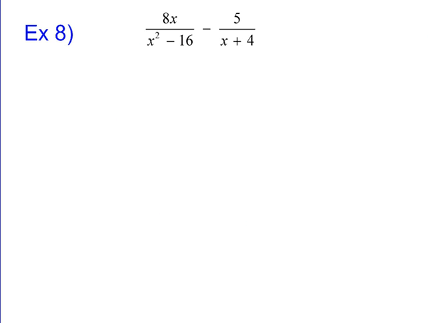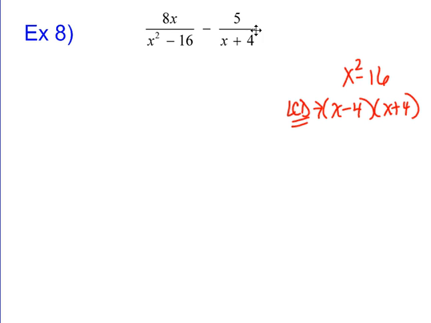Here we have 8x divided by x squared minus 16, and we're going to subtract 5 divided by x plus 4. We have to recognize what x squared minus 16 factors into. It factors into x minus 4 and x plus 4. That being the case, this is going to be our least common denominator. So we need to multiply the second one then by x minus 4. Remember to keep in mind that this is a subtraction problem.